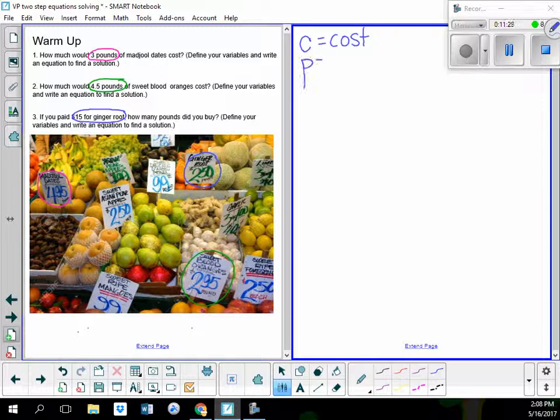Ryan, do you think you know our equation? Yeah. What do you think it is? I think it's $2.50 times pounds. What does that equal to?